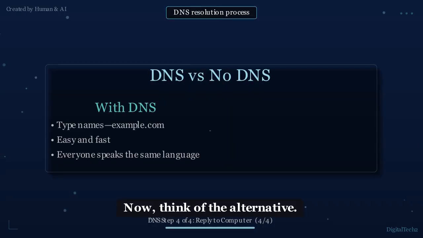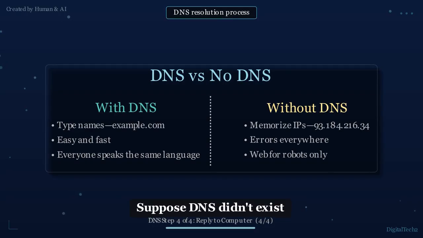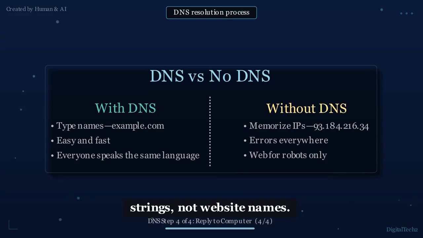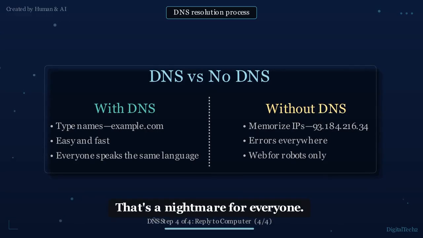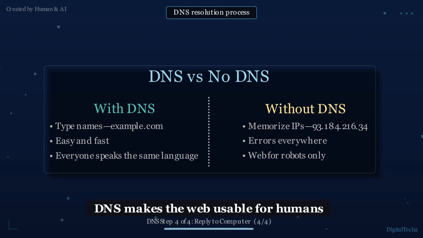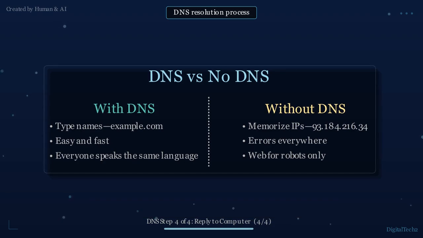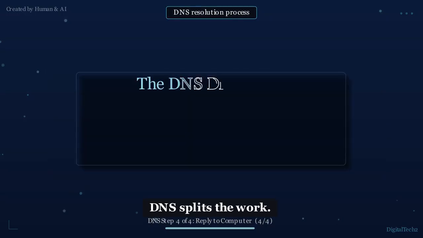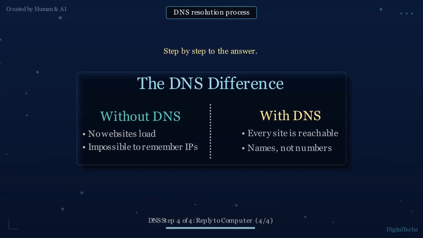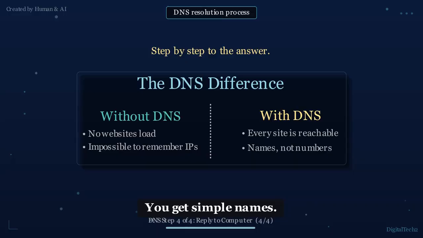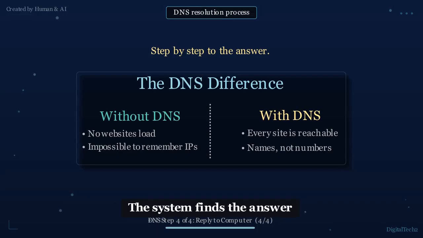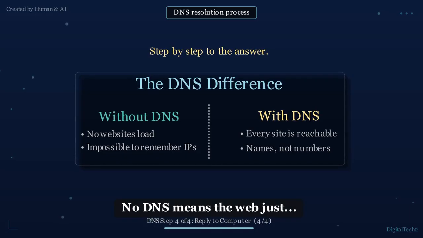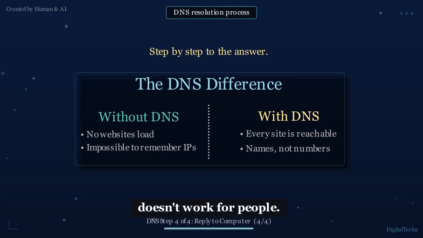Now, think of the alternative. Suppose DNS didn't exist. You'd need to remember hundreds of number strings, not website names. That's a nightmare for everyone. DNS makes the web usable for humans, not just machines. DNS splits the work. You get simple names. The system finds the answer, step by step. No DNS means the web just doesn't work for people.